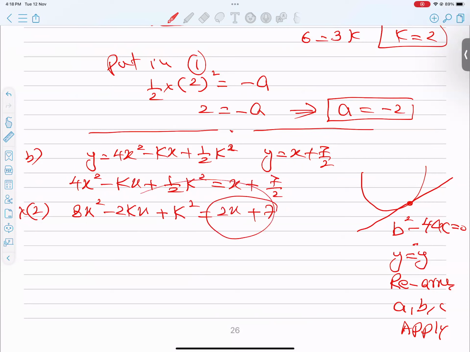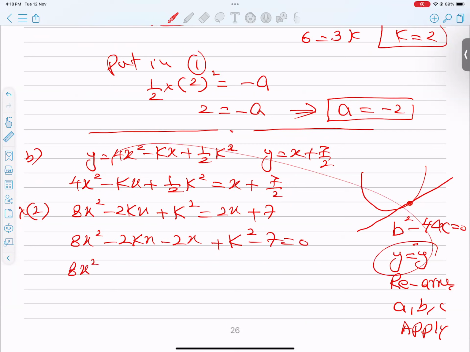Now I'll bring both values to the left side. So 8x squared copy, negative 2kx copy. This will come here, negative 2x. This will come here, plus k squared minus 7 equal to 0. Now, I have to rearrange.